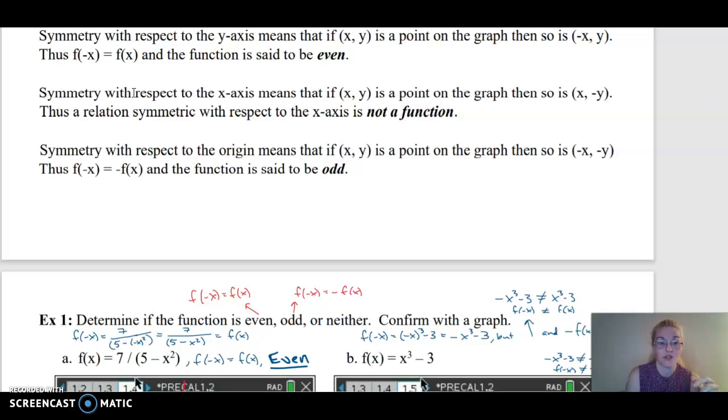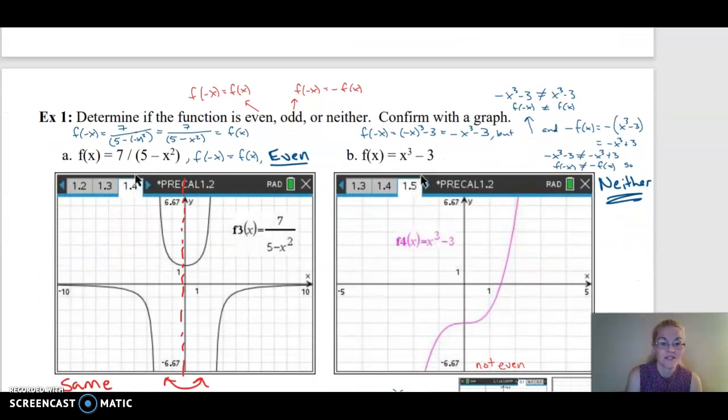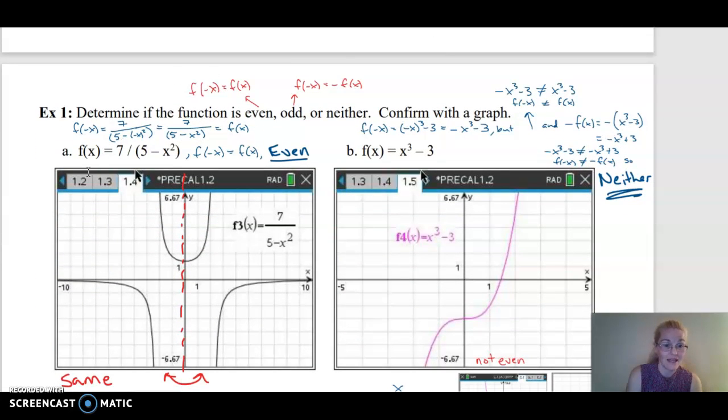And being odd. So you're going to plug negative x into your function and see if that matches your function identically, it's even. If it is the opposite sign of your function, then it's odd. And if neither one of those two things is true, then it's neither. So, for example 1 here, for a, f of x equals 7 over 5 minus x squared. If you plug in negative x, well, negative x squared is just x squared, and it's the exact same function, f of x, so we call that even.